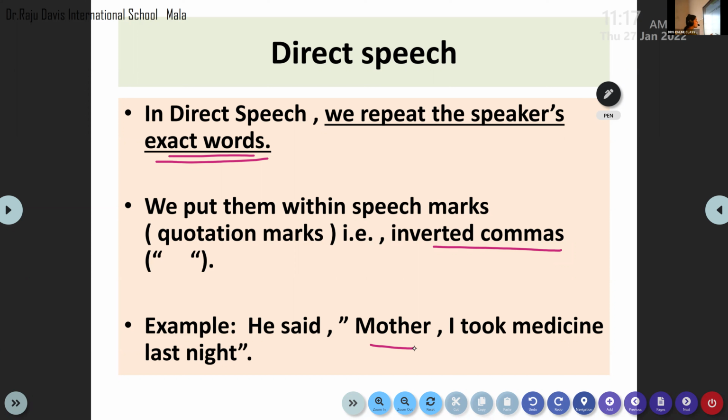If it is Rahul, you are using Rahul's own words. We are not changing the words of Rahul. We are using the same words uttered by Rahul in the method of reporting. This is called the direct way of reporting. And this is called speech mark or quotation mark, or we can call it inverted commas. This is normally used in direct speech sentences.